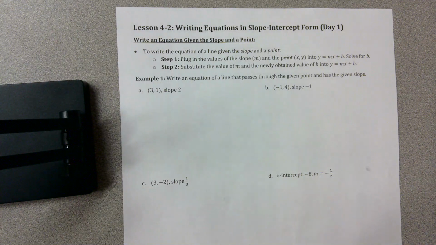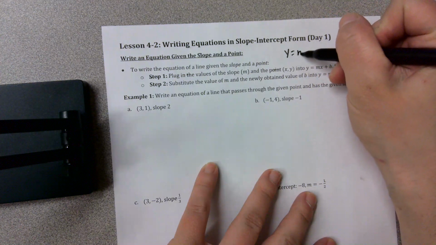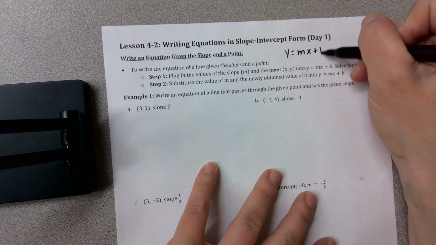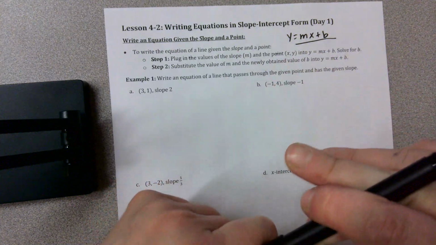We're in the second lesson of writing equations in slope-intercept form. We're actually going to write the equation instead of graph it. Before, I'd give you the slope, and I'd give you the y-intercept, and then you would write the equation. But today's a little bit different.